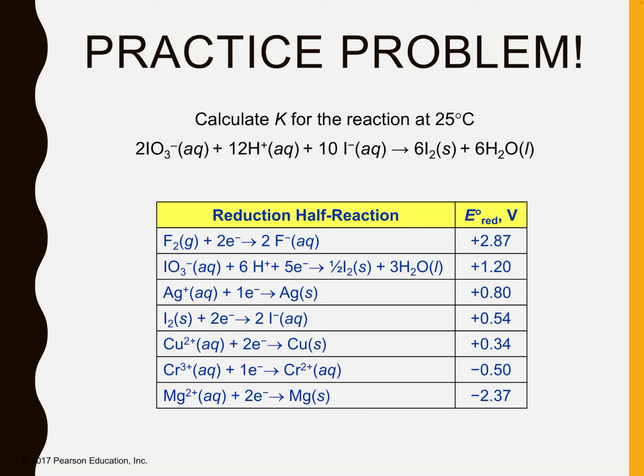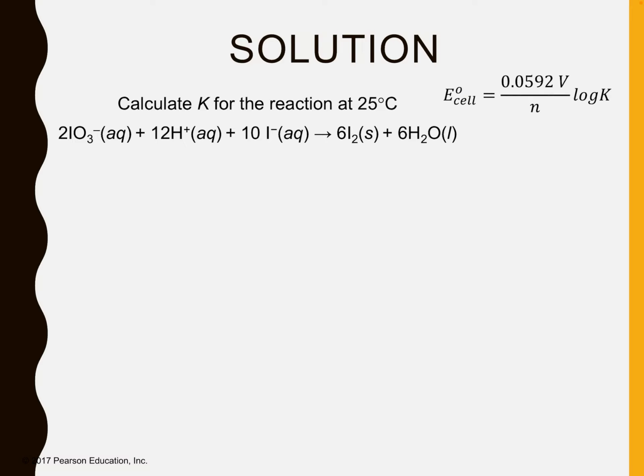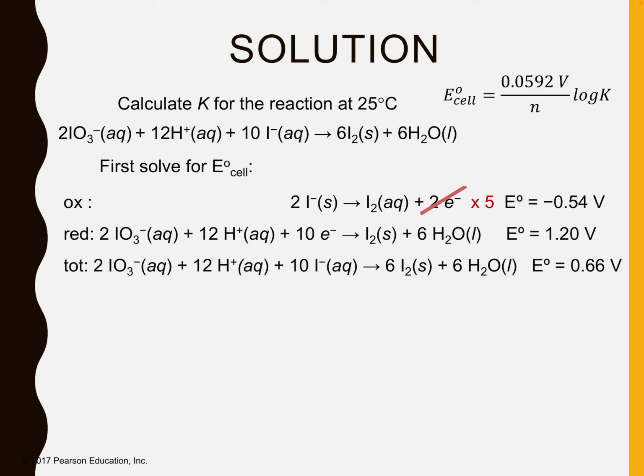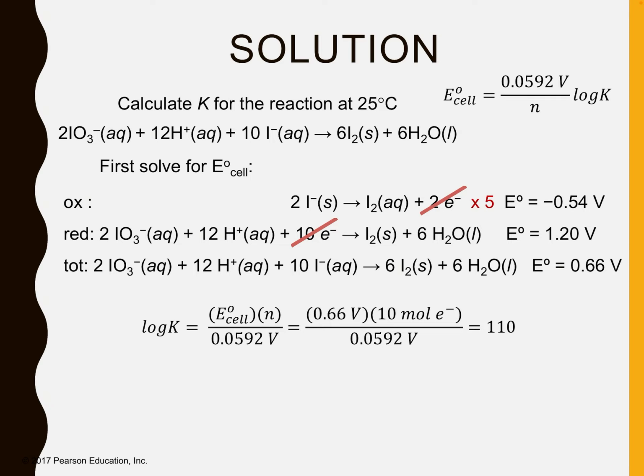All right, let's go over this. So again, we're going to use this equation. And so we already have solved for E naught of the cell. We made sure our electrons cancel, all that good stuff. But now we can just go ahead and plug it in. Again, I've already rearranged my equation here. So I can plug in our E naught value, our n value, right, which is 10 moles of electrons, divided by 0.0592 volts. And that'll give us 110. And then we do 10 to the power on each side to get rid of that log. And we'll get 10 to the 110th.